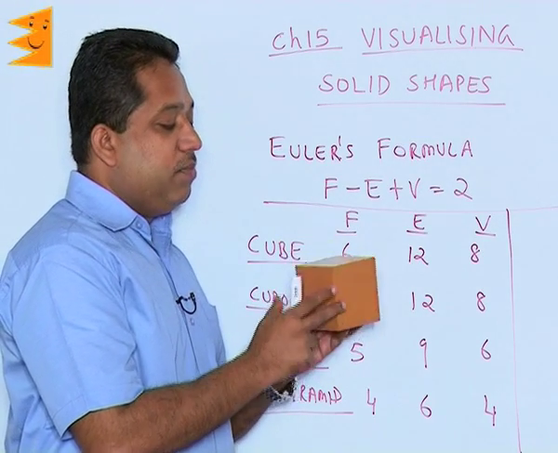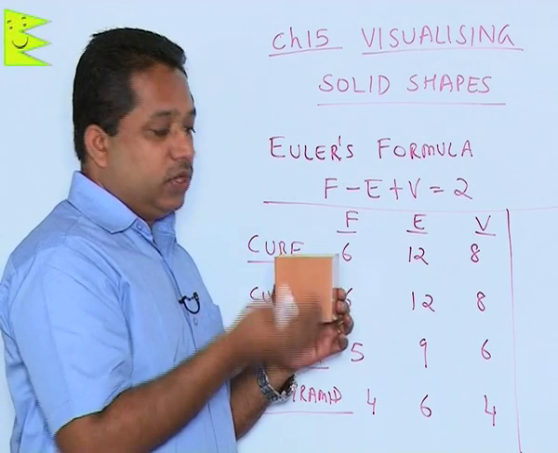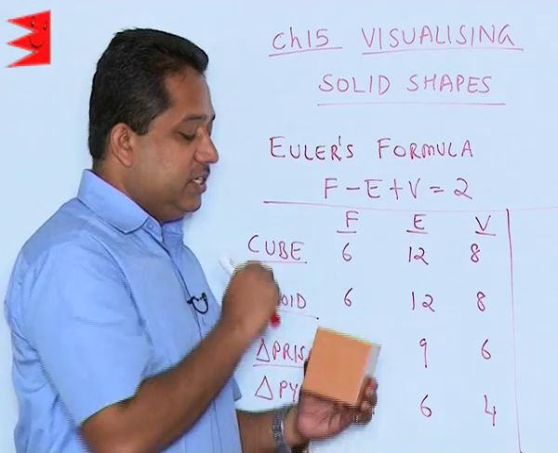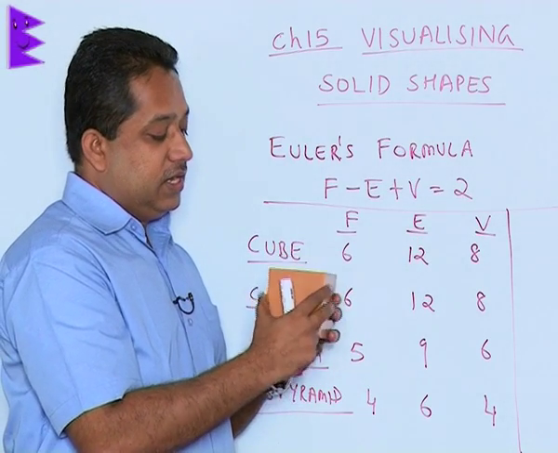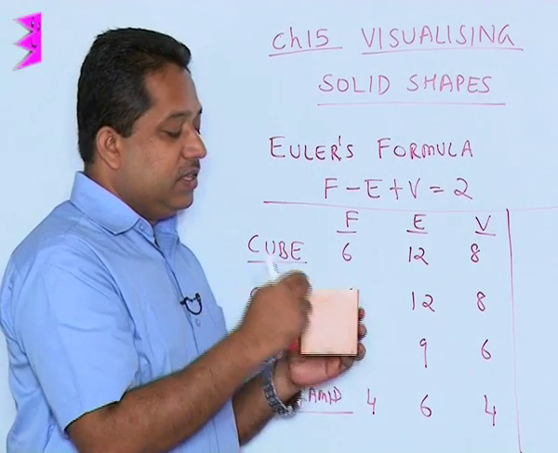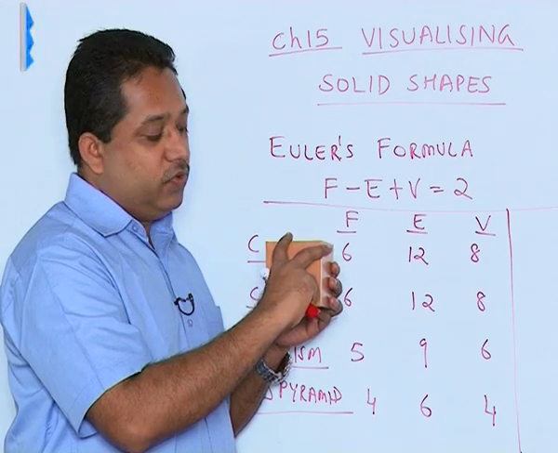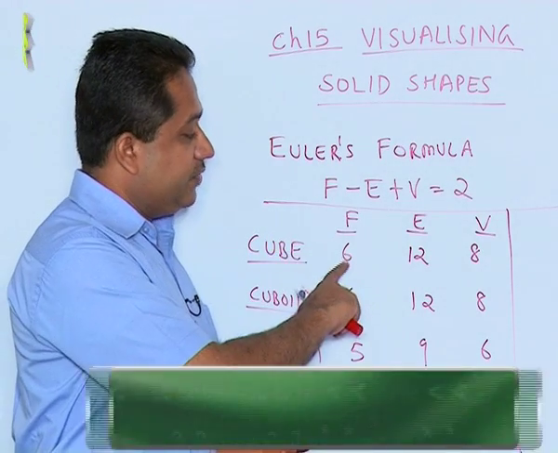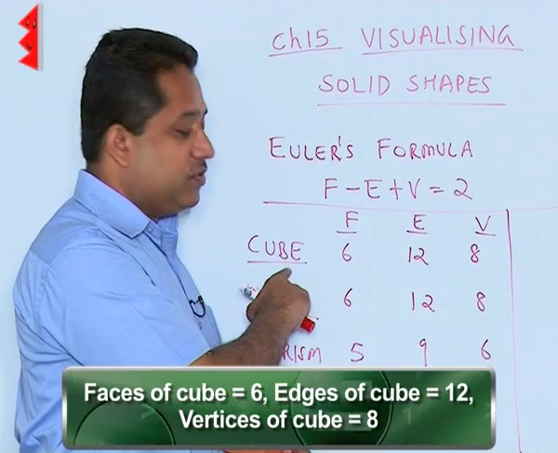Now, if you count the number of faces, it is 2, top and bottom, and 4 walls. So, 4 plus 2 is 6. Edges, we have 4 here and 4 here and another 4 here. So, that is why we have 12 edges, and these are the vertices, 1, 2, 3, 4 here in front of you and 4 here behind this. So, we have 8 vertices. So, we have 6 faces, 12 edges and 8 vertices in case of a cube.